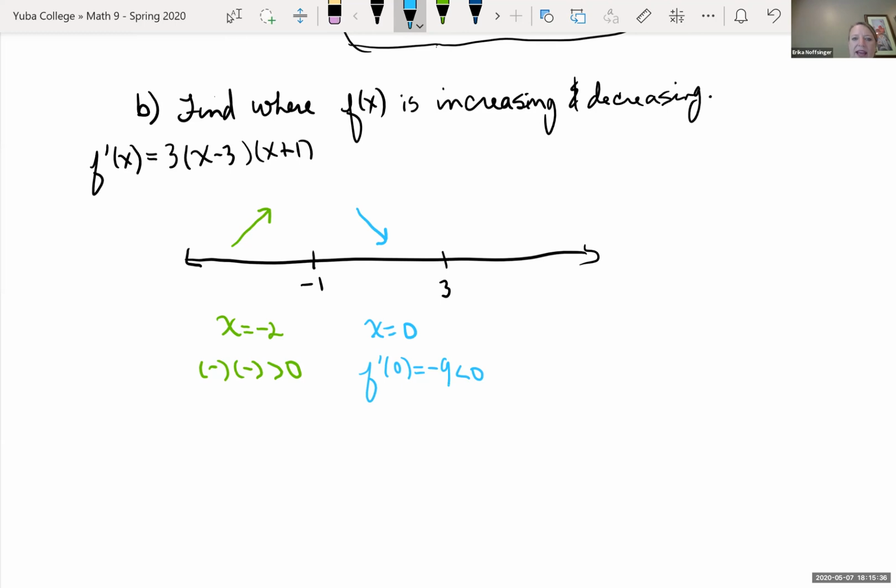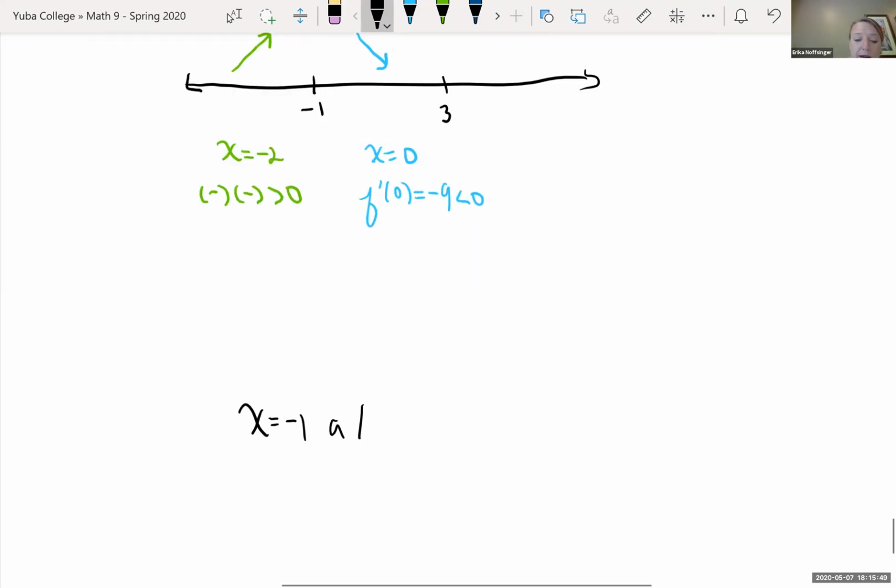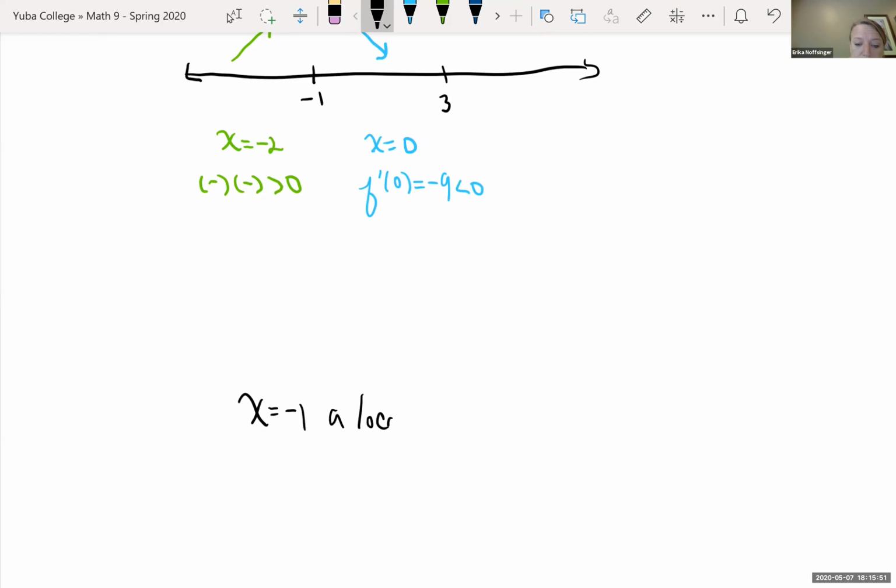So right away, I can see that x equals -1 is a local max. Local maxes can also be absolute. We're going to need that later, so I just wanted to write it.